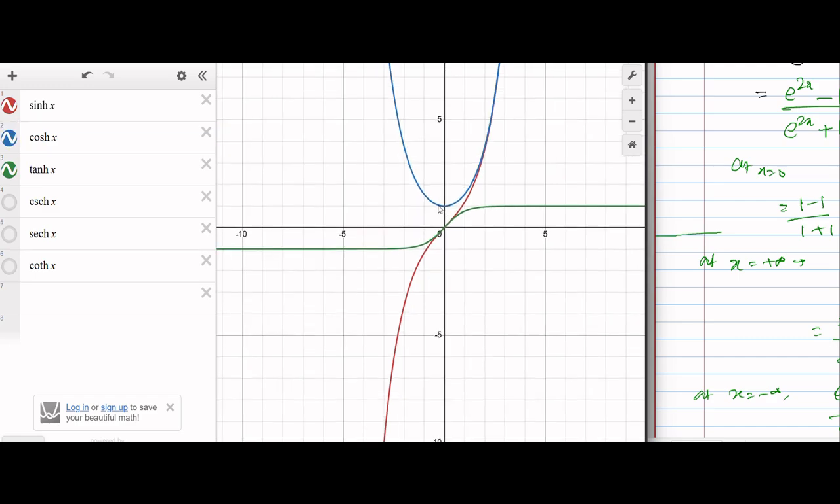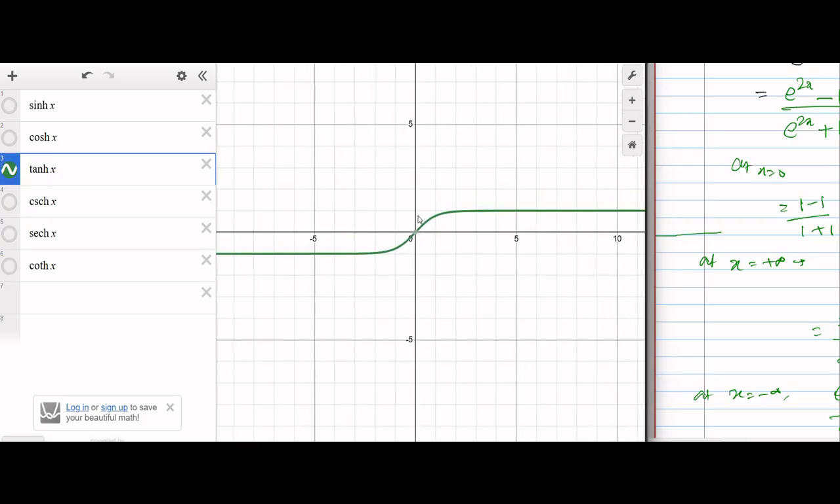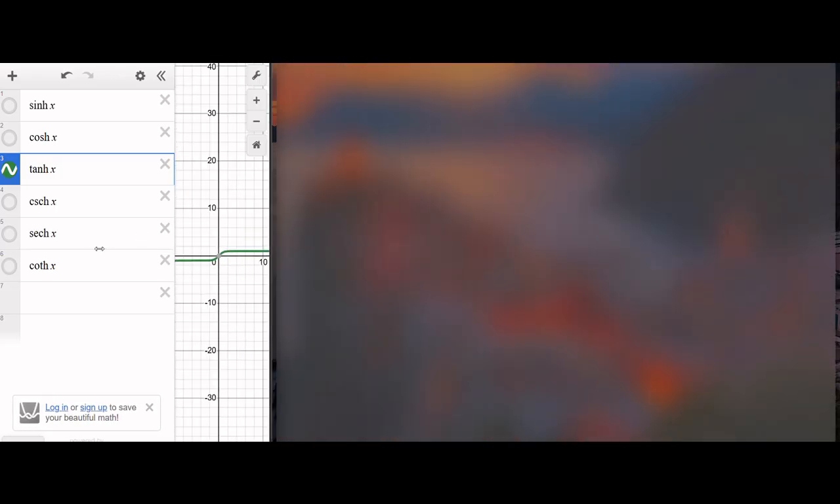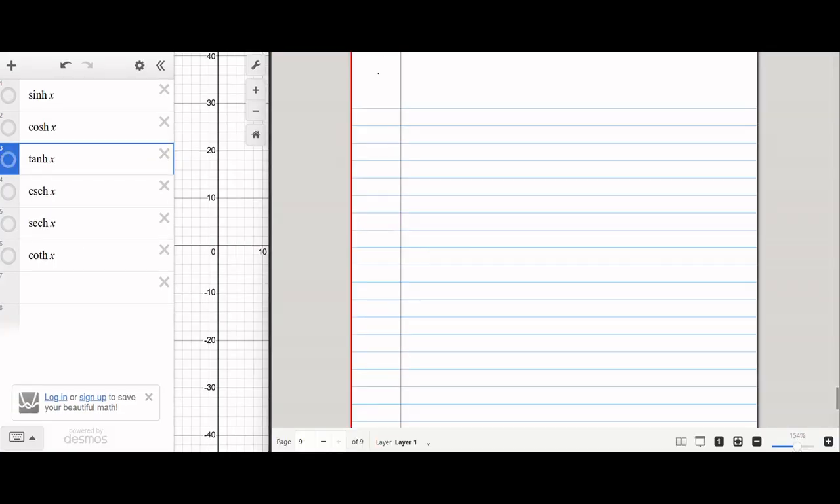As you can see, this goes to exactly 1. This y-axis is 1. We'll do cosech x, sech x, and coth x at the last, or maybe in the next video. To illustrate another example, let's take the function y equals e power 1 by x.